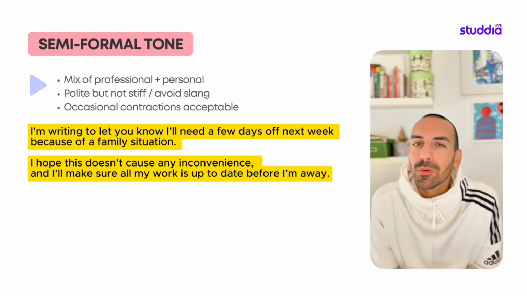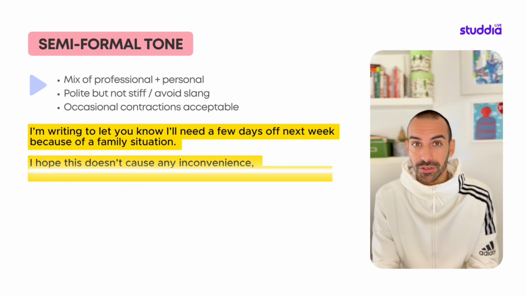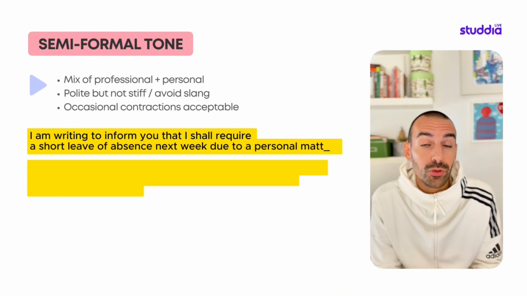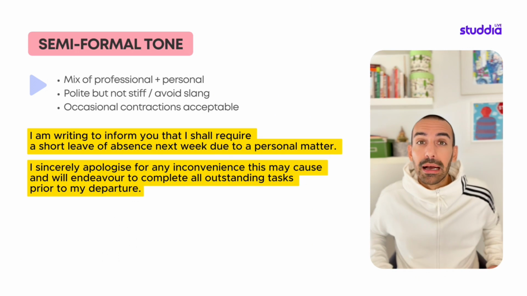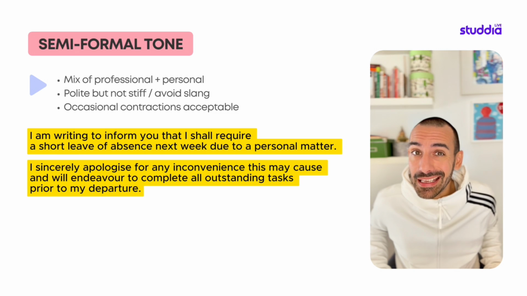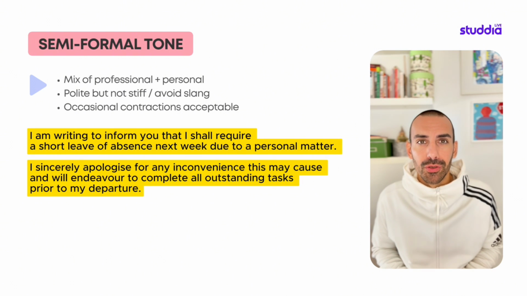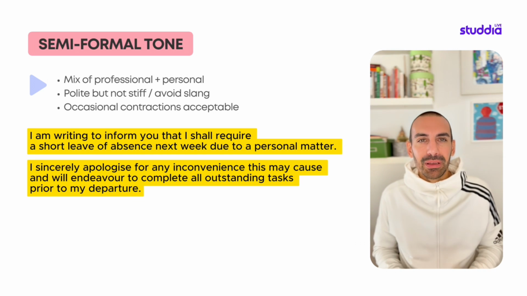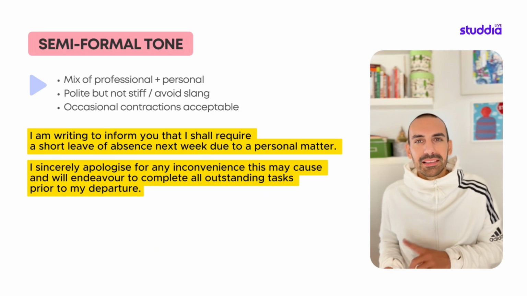Now, let's look at what happens if it becomes too formal. Listen to this version. I'm writing to inform you that I shall require a short leave of absence next week due to a personal matter. I sincerely apologize for any inconvenience this may cause and will endeavor to complete all outstanding tasks prior to my departure. And this one sounds stiff, it sounds distant, a bit like you're writing to a government office, not someone you actually know.